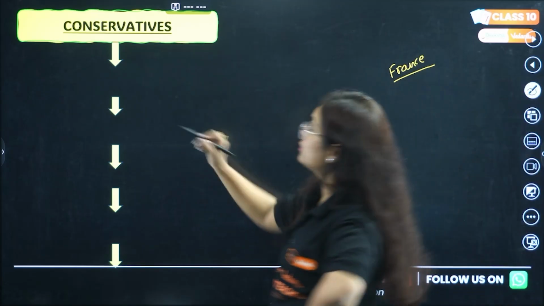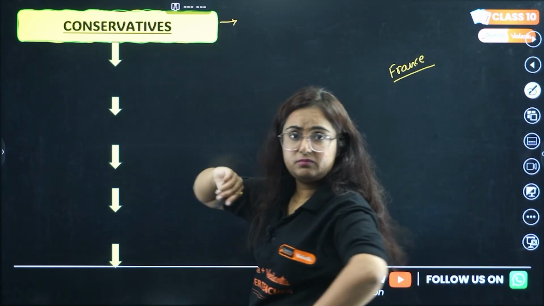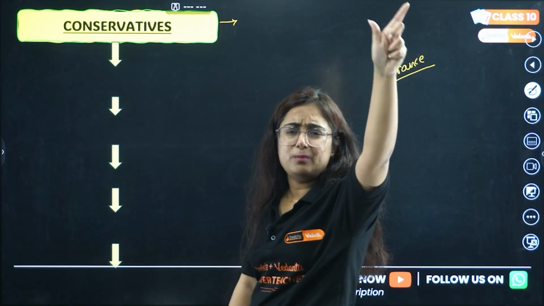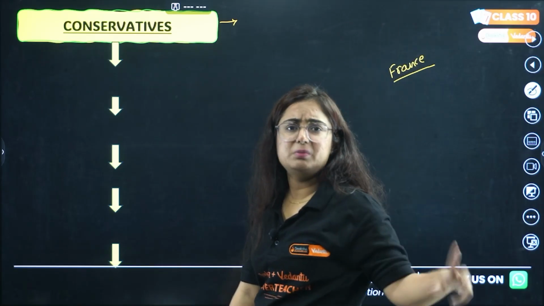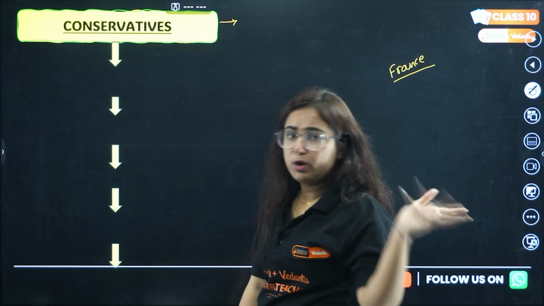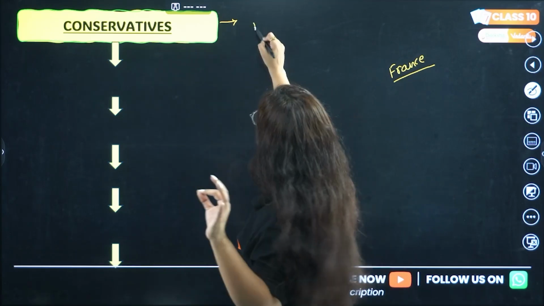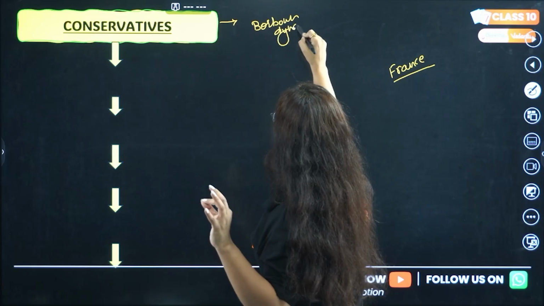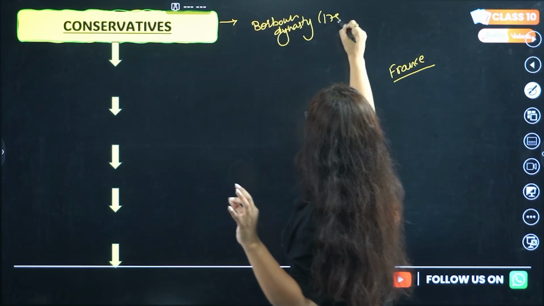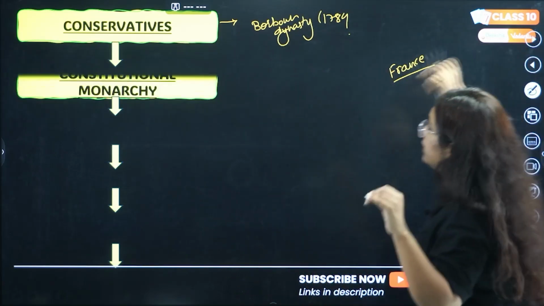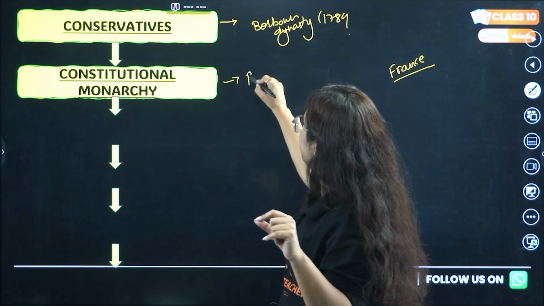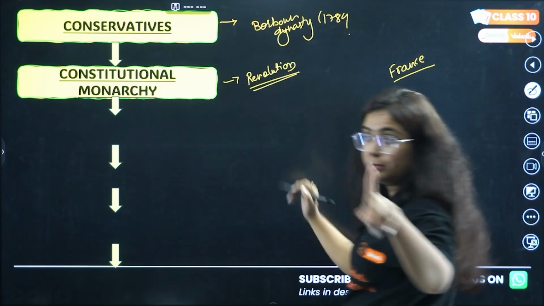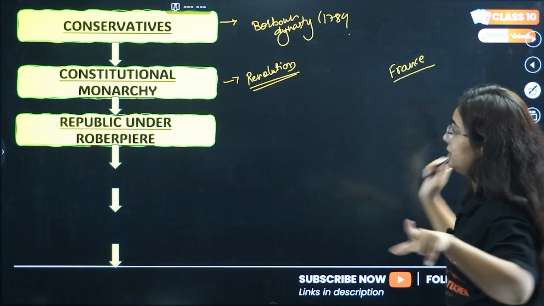So France used to be a conservative society. What are conservatives? Who believe that there will be a monarch, he will be aristocratic, there will be societal divisions and no equality will be there. Under the Bourbon dynasty, right? Under the Bourbon dynasty in 1789. Now what happened? Revolution happened and people demanded what, beta? Constitutional monarchy. Monarch will be there, but he will be answerable to the constitution.